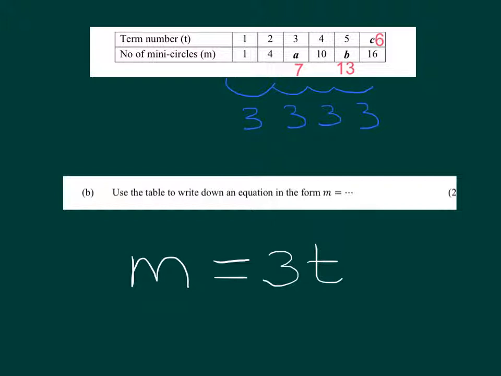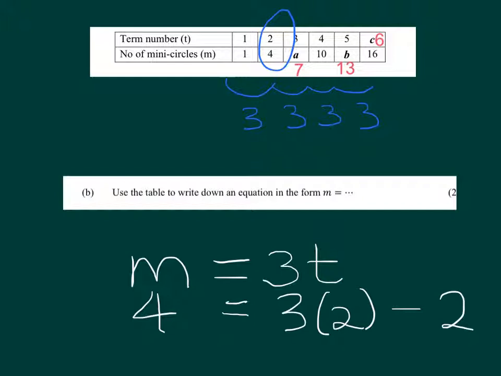We still need to add or subtract a constant to make this formula true. To do this, we need to substitute any term number into T. Let's substitute T equals 2, where we expect the output to be 4. In order for the output to be 4, 3 times 2 is 6. This means we still need to subtract 2. Thus, the formula for this equation is M is equal to 3T minus 2. This formula will be true for every term number.